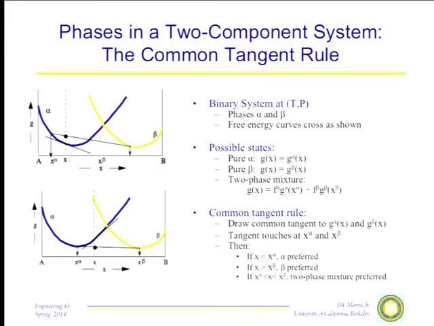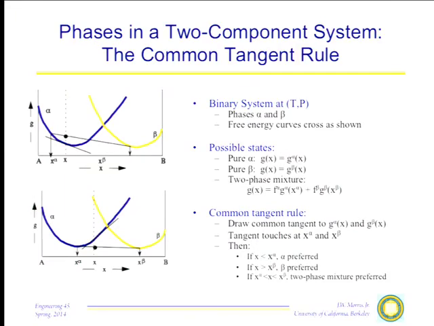When I just look at this, it should be kind of obvious that whatever combination of alpha and beta I use, unless I have 100% alpha at composition x, any line connecting the alpha and beta curves is going to intersect this dotted line at a point above the free energy of the alpha phase at composition x. Therefore, if I want to minimize the free energy in this situation, at this composition, I want a 100% alpha solution with composition x.